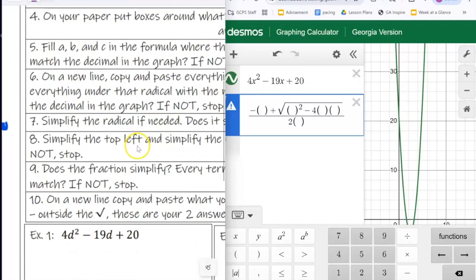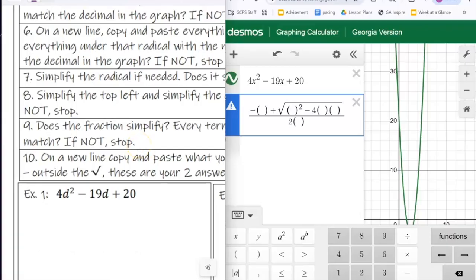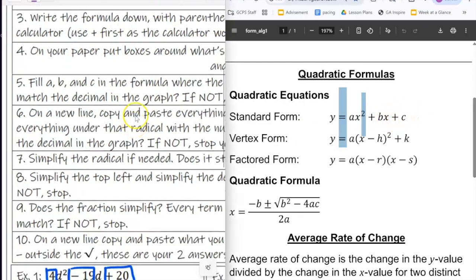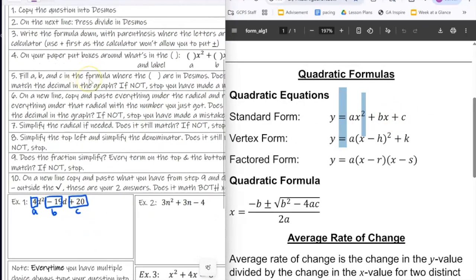So here's my paper. All right, so it's going to be boxes basically around the variable. So this is going to be A. Another box around this variable, including the sign, the symbol, that's going to be B. And then another box right here, and that's going to be C. And again, that's just following the formula that says A is right before x squared, B is right before x, and C is the number by itself. All right, so now that I've done that on my paper, what's next?